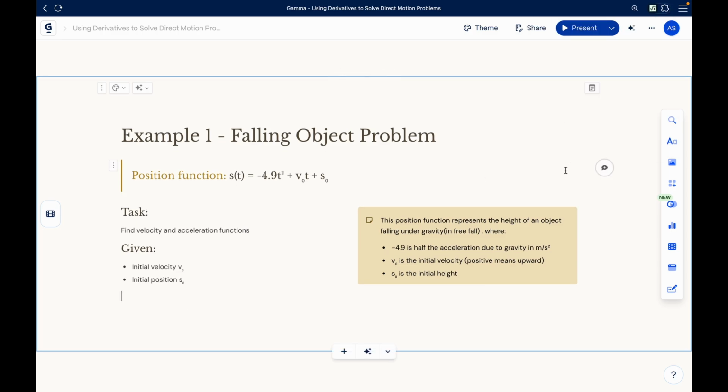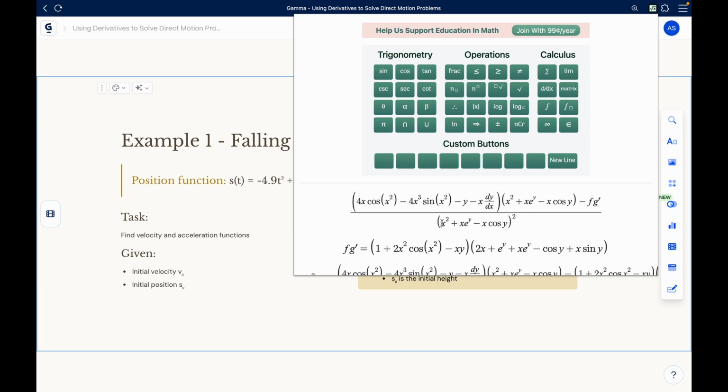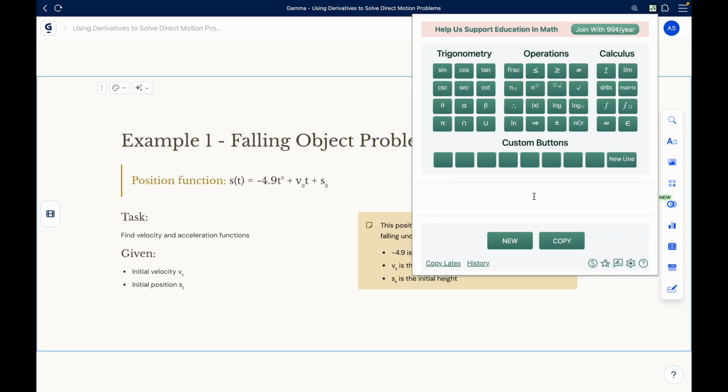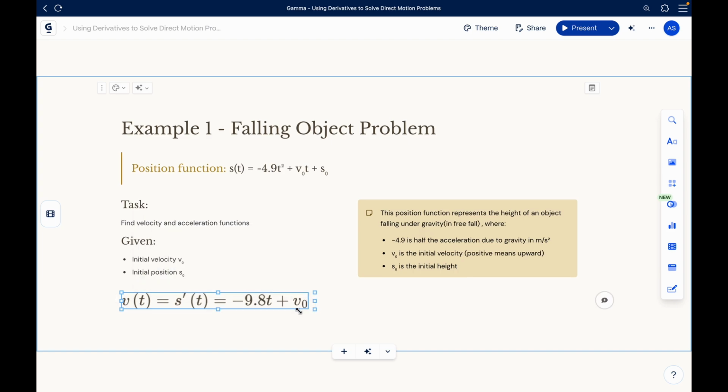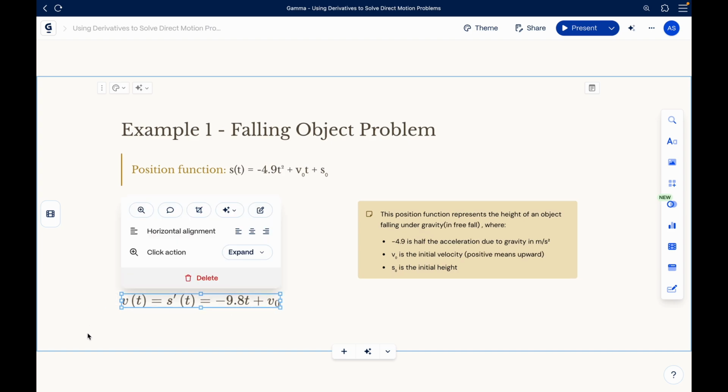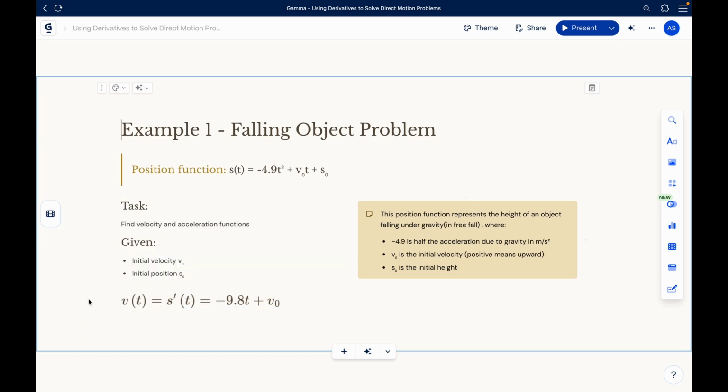What's going to happen is we have to differentiate s of t. We're going to start by taking the derivative of s of t. So v of t is equal to s prime, or s dash, of t, which is equal to negative 9.8 times t plus v0.